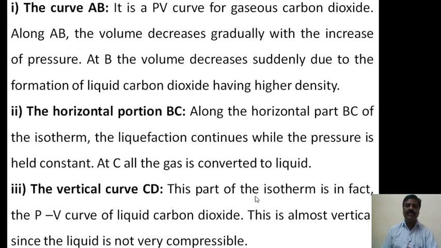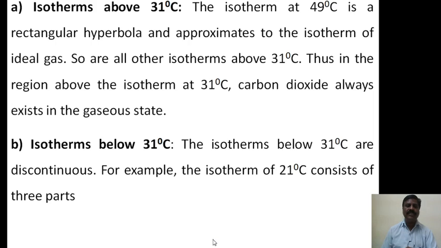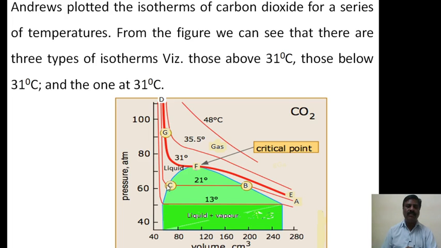vertical CD. This part of the isotherm is in fact the PV curve of liquid carbon dioxide. This is almost vertical since liquid is not very compressible. It takes place vertically, and after the gaseous state, it is not compressible. It is not a compressible liquid. It cannot be compressed. Gases are compressible, but further it is not compressible. Therefore, CD is a vertical line.